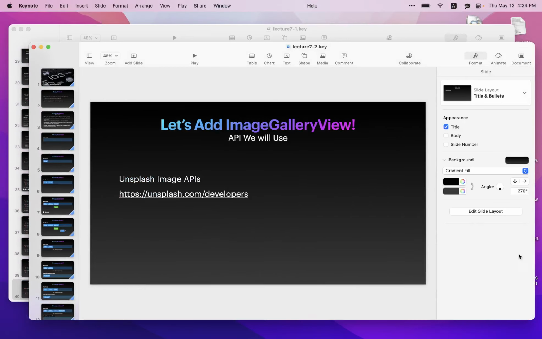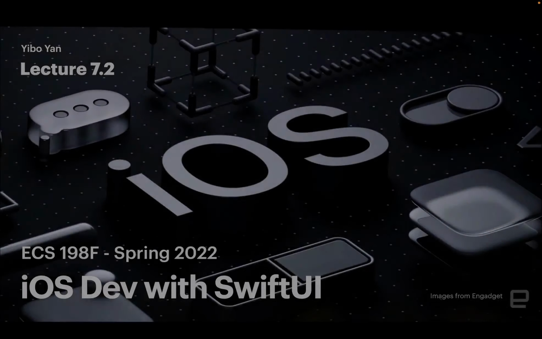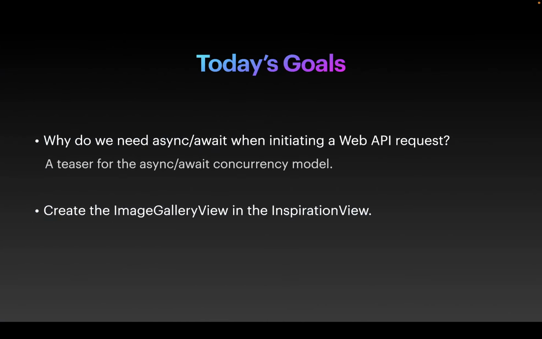Now let's actually move to today's topic. The first thing we're going to discuss is why we actually need the async await thing. As you may have seen in the previous slides, we have a keyword like await. When we apply an await keyword before some function, that function is actually an async function. Today we're just going to briefly talk about why we need these things in the Swift world, or in programming in general. It's basically a teaser for the async await concurrency model, and we will go into the detail next week.